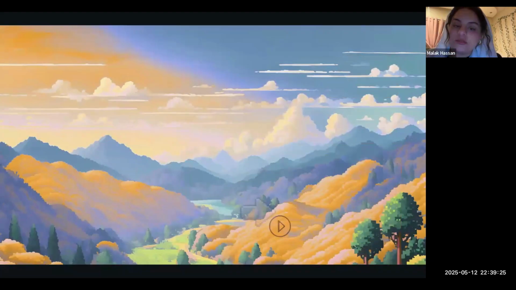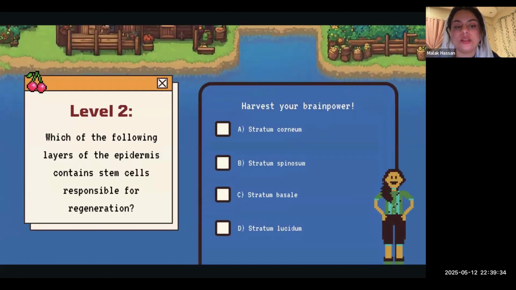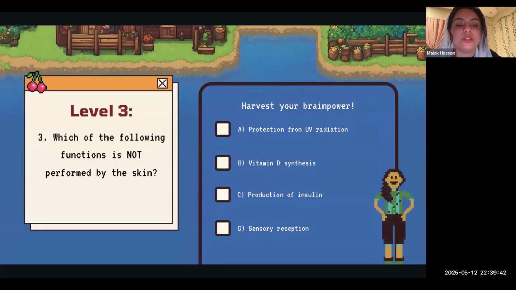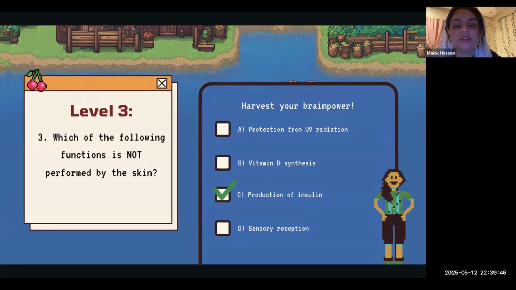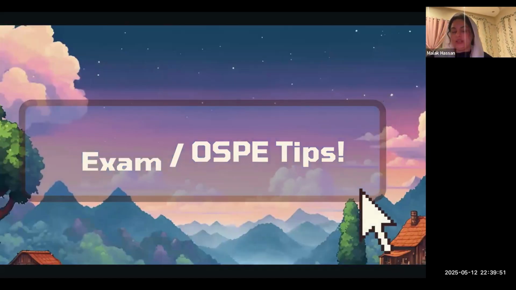And finally, just a few more questions. Which of the following statements about the epidermis is true? C. Very easy. Which of the following layers of epidermis contains stem cells? Stratum basale. Which of the following functions is not performed by the skin? Very obvious. C. And that's it for today.